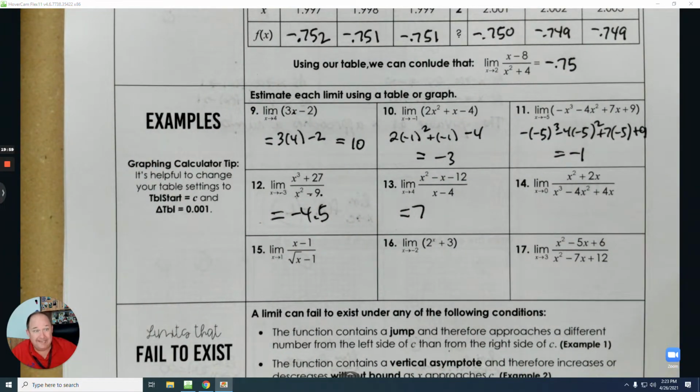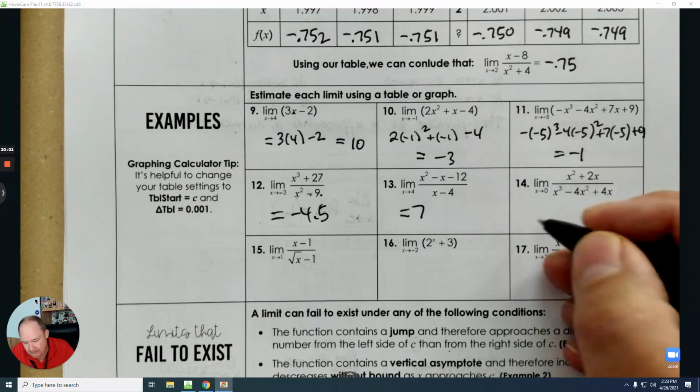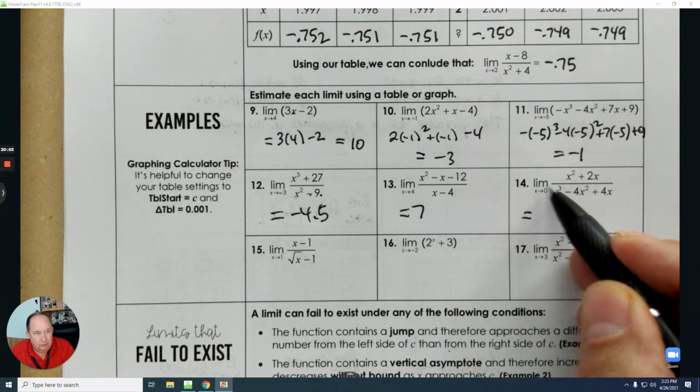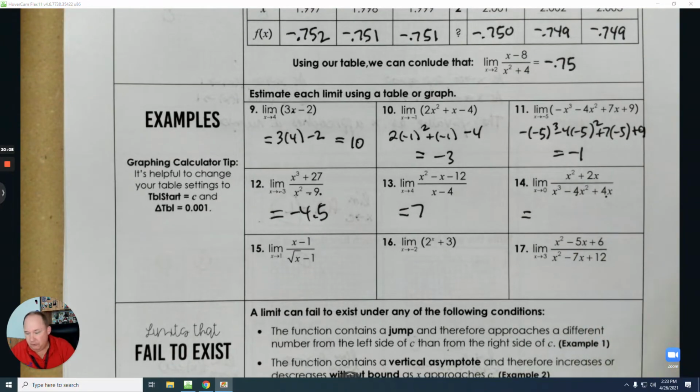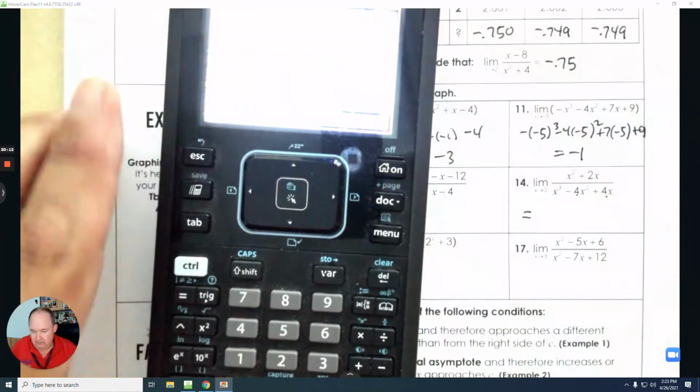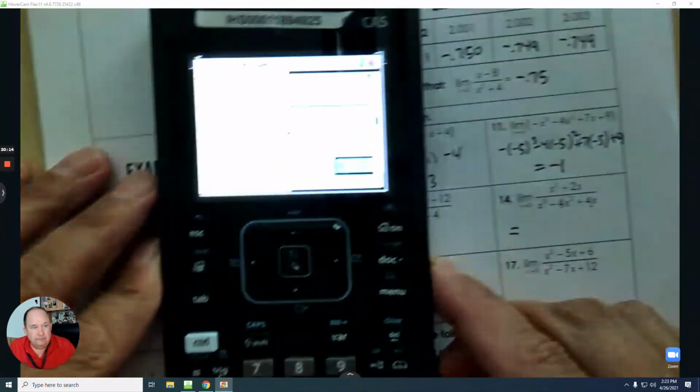So we're using a table to help us find a limit. Here again, if you plug in 0 for x, it's undefined in the denominator. So we're going to use a table to help us understand what the value of the limit is.